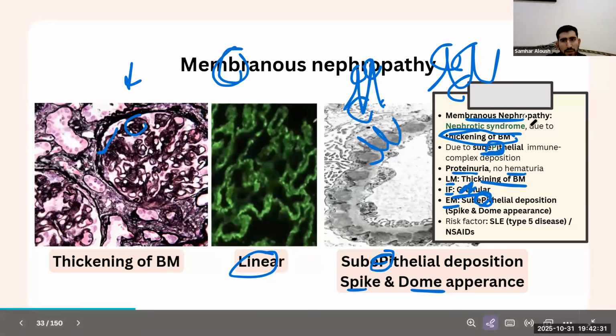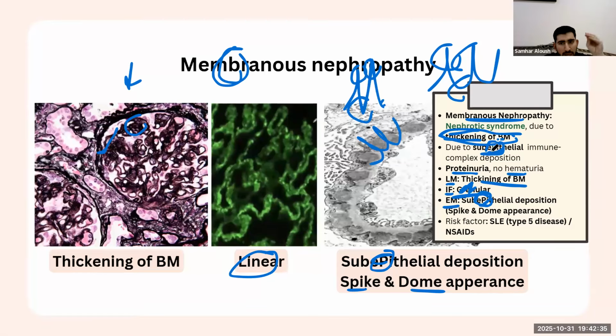So last time, membranous nephropathy: nephrotic syndrome due to thickening of the basement membrane. There are subepithelial immune complex depositions. It will lead to proteinuria, thickening of the basement membrane, and immunofluorescence deposition. I will make sure, maybe it's granular and not linear. I will double check. In electron microscopy, it will lead to subepithelial deposition. B for B: membranous, subepithelial, spike and dome shape.